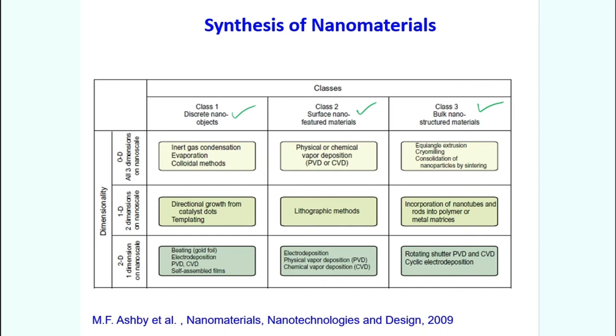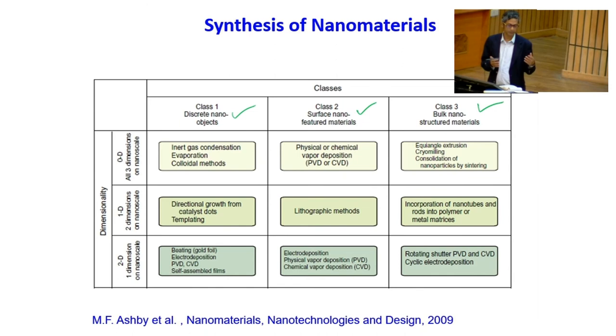You can even use electrodeposition, PVD, CVD, self assembly, okay. For surface nanostructures, you can do CVD, PVD, lithographic techniques, or electrodeposition. For the bulk, you need to use different kinds of techniques like equal-angle extrusion, milling, cryo, room temperature, or even you take a powder particle, consolidate, and sinter to get a bulk nanostructured material. You can always incorporate nanotubes and nanorods in the polymeric or the metallic matrices.